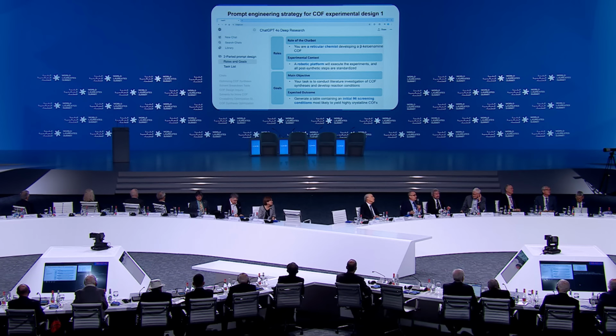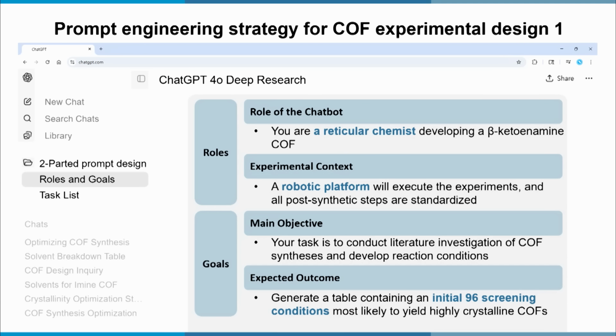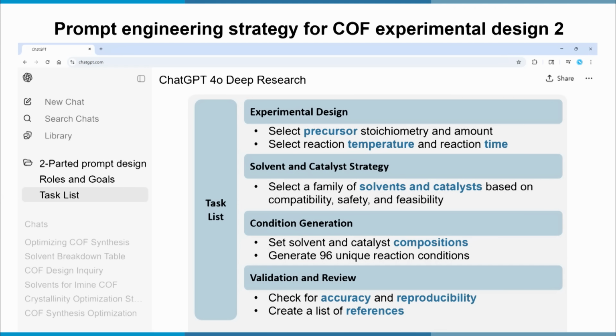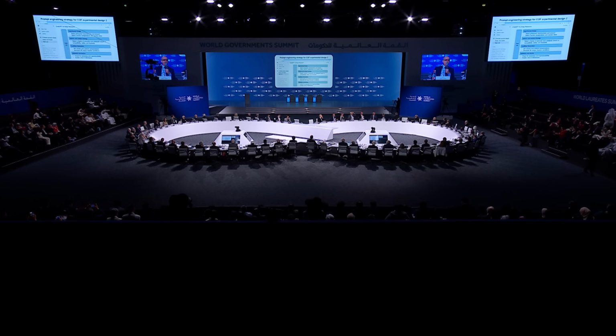This is a long prompt given to ChatGPT. Basically, you're telling ChatGPT exactly what you're doing. You're saying you are a reticular chemist, that's my brand of chemist, developing a particular COF. You have a robotic platform that will execute the experiment. You're giving it all the instructions, including creating a reference list and making sure that it does things accurately.